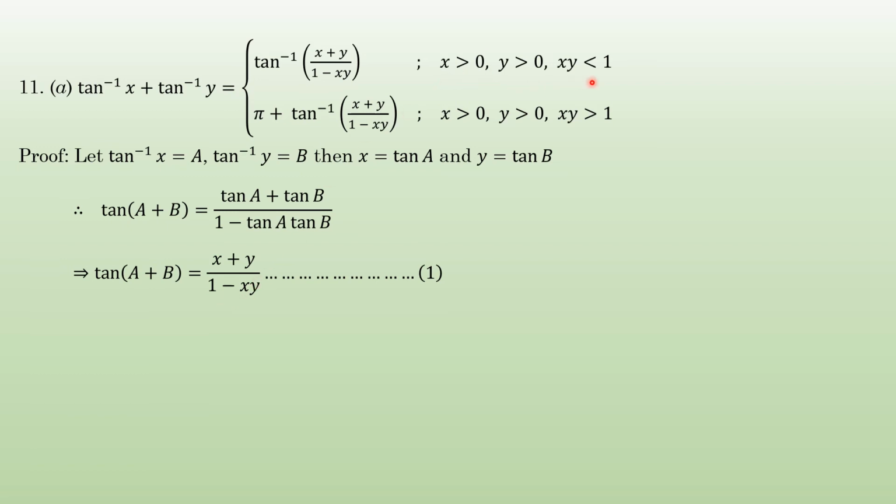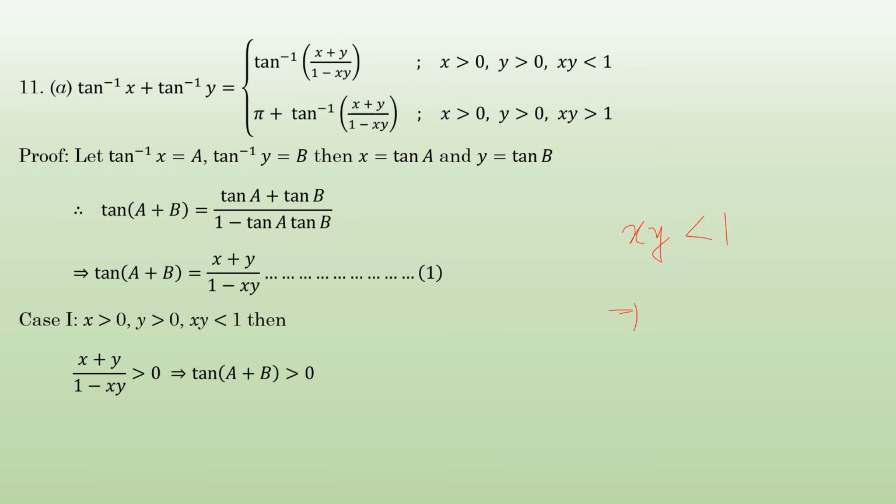Now impose these conditions for the first case. So case 1 is x greater than 0, y greater than 0, and xy, the product is, I think this should be less than 1. Then you see x is a positive number, y is a positive number, therefore x plus y is also positive. And since xy is less than 1, we have the condition xy less than 1, so 1 minus xy is greater than 0.